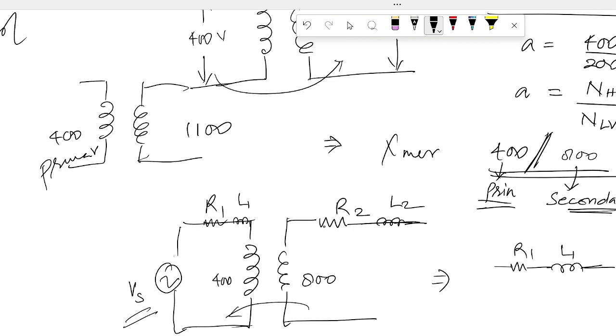Clear? Yes sir, that is true, because you have considered 400 upon 800. So now R2 dash, when referred to the secondary side, has to reduce, and this will become R2 by 4. L2 dash will become L2 by 4. Clear?